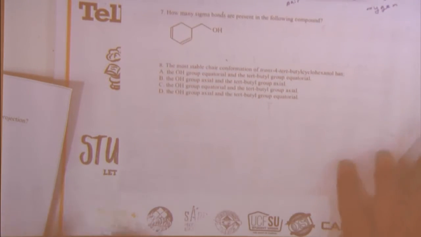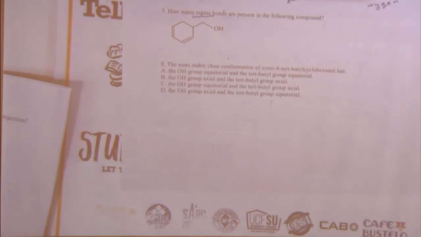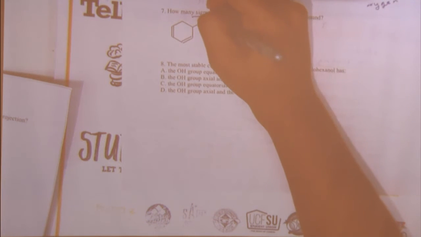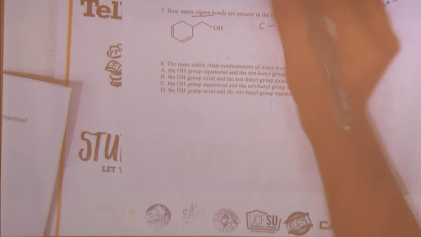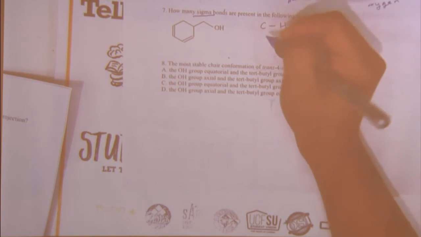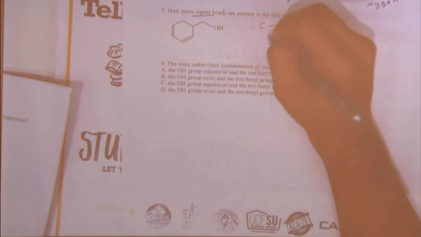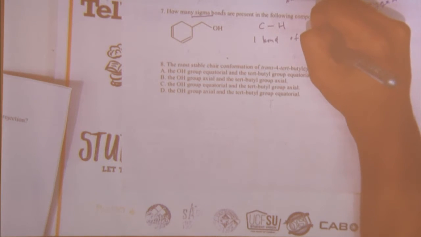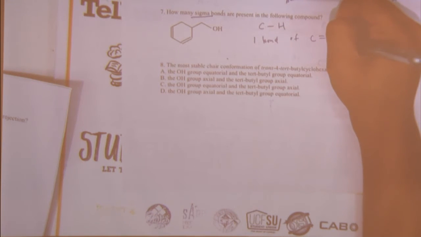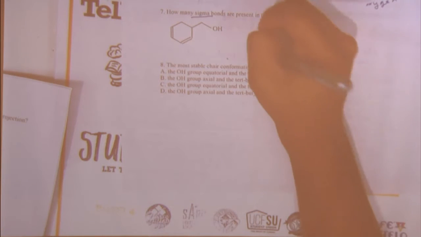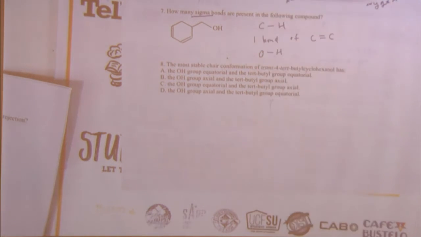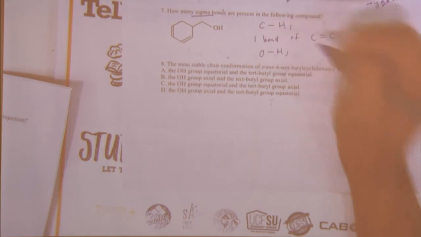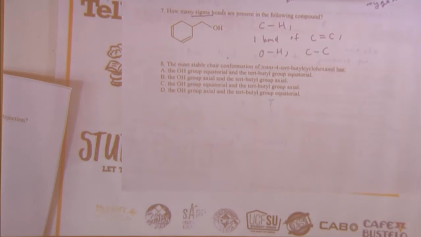So, moving on. This problem is specifically asking how many sigma bonds are present in the following compound. So, some reminders of what characterizes a sigma bond: a sigma bond includes the CH single bond. So each CH single bond would equal one sigma bond, as well as one of the bonds of the CC double bond, because one is a sigma bond and the other is a pi bond, and an OH bond is a sigma bond, and carbon-carbon bonds are sigma bonds.